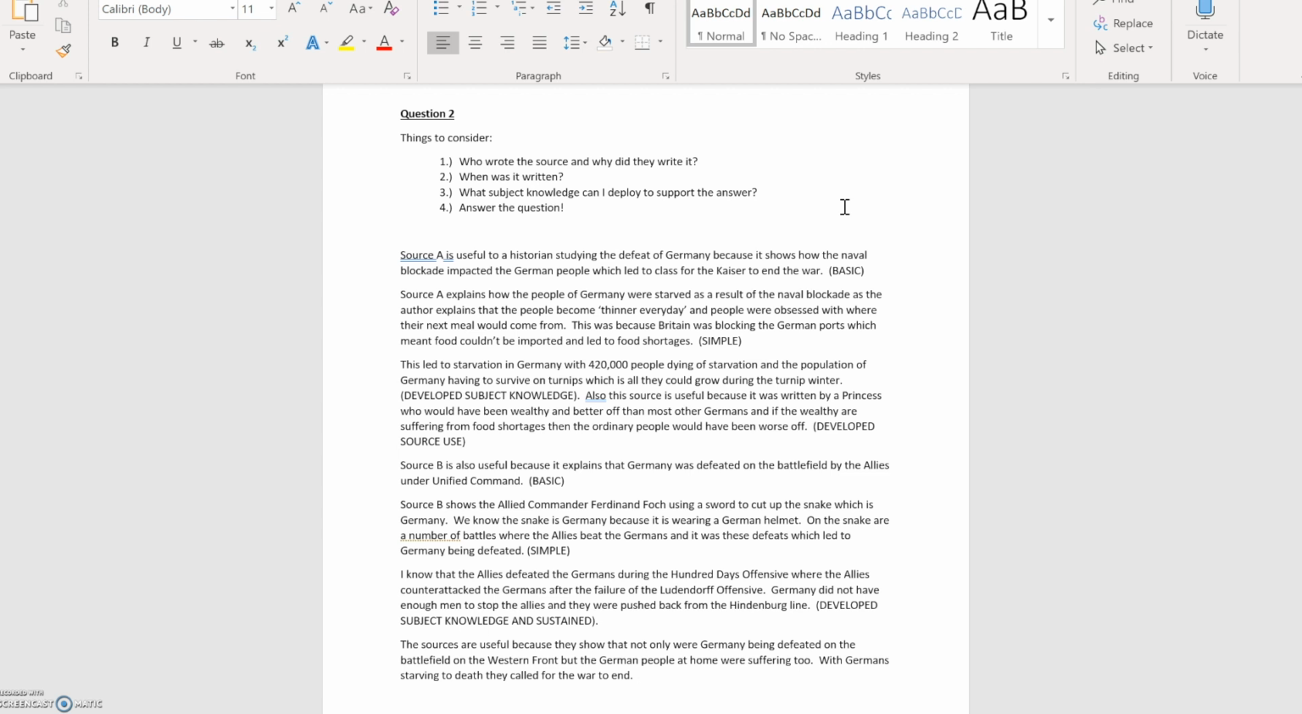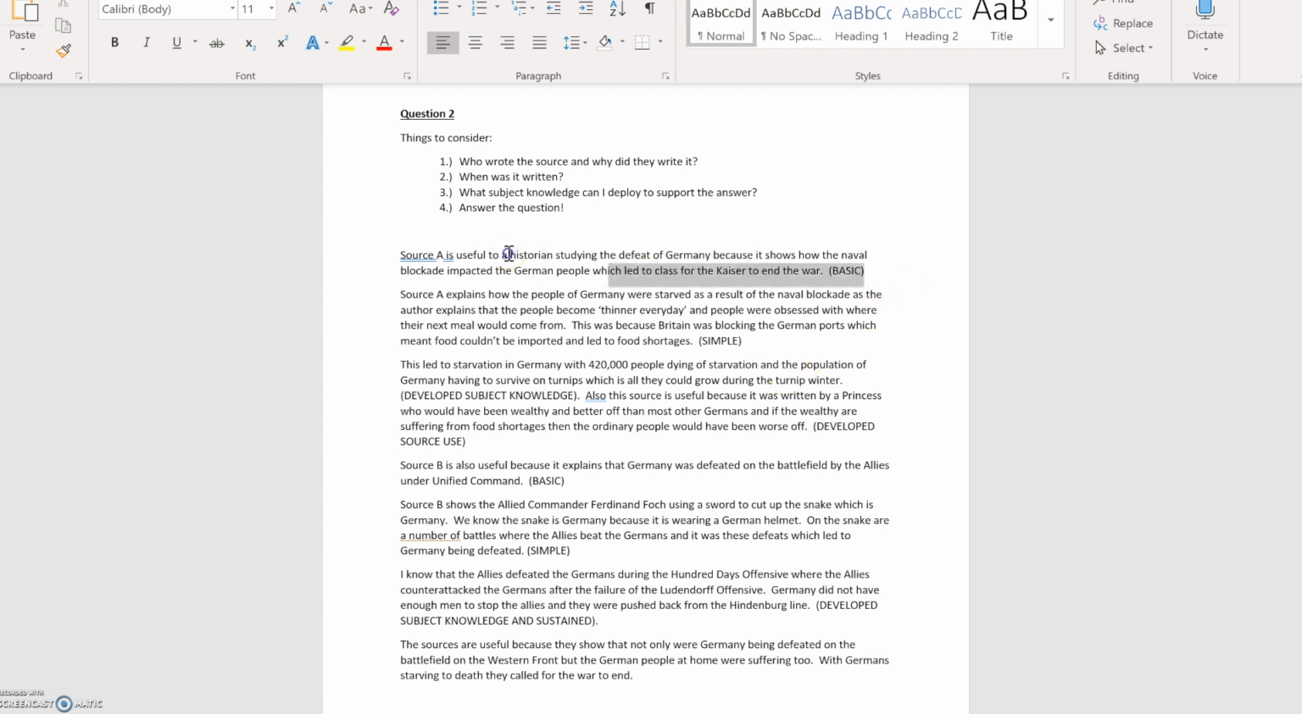Don't just write about what the sources are telling us. That is not going to get you any marks. What you have to do is you have to show how do these sources help us explain why Germany was defeated during the First World War. Now, what you'll see throughout my exemplar answer is you will see the words basic, simple, and developed. This is how you need to think about answering question 2. You need to start off by making a very basic point, as I've done here.